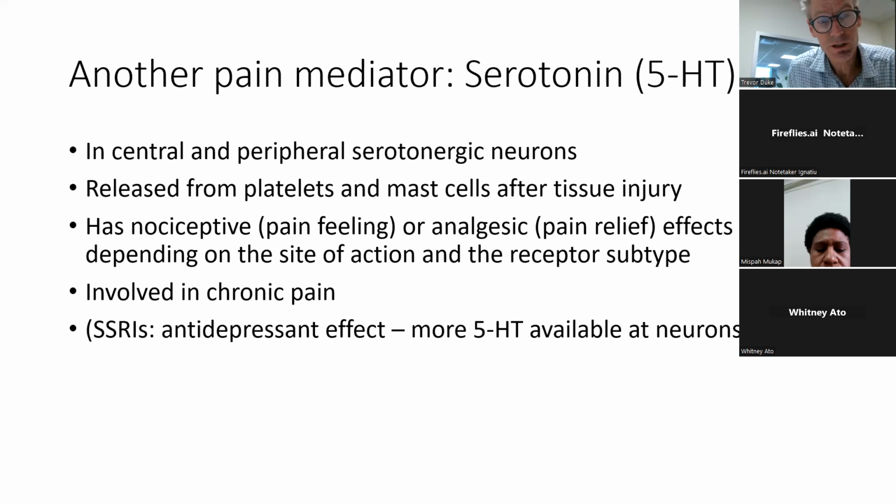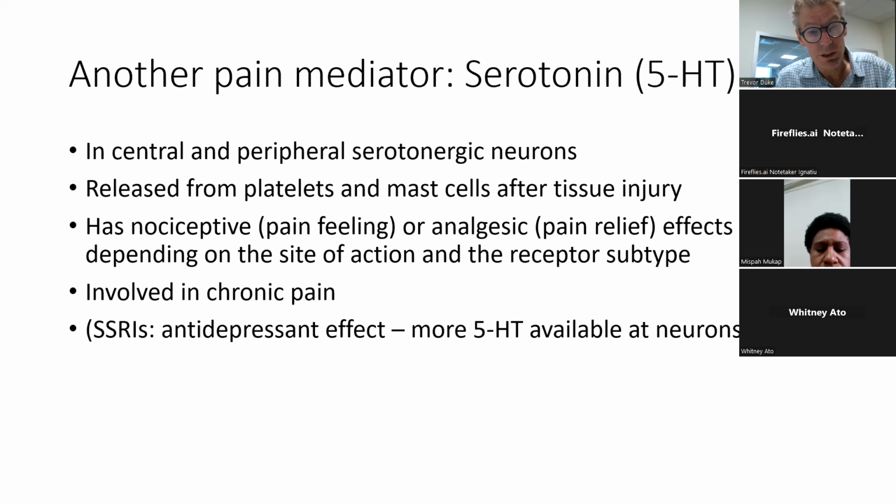There's another mediator that I mentioned before, and that's serotonin. And serotonin is released from platelets and mast cells after tissue injury, and it has two opposing, if you like, effects. One is a feeling of pain, so it has what we call a nociceptive effect, and that is, it can cause you to feel pain. And the other one is an analgesic effect. It gives you pain relief. And the effects depend on the site of action and the receptor subtype that's stimulated by the release of serotonin.